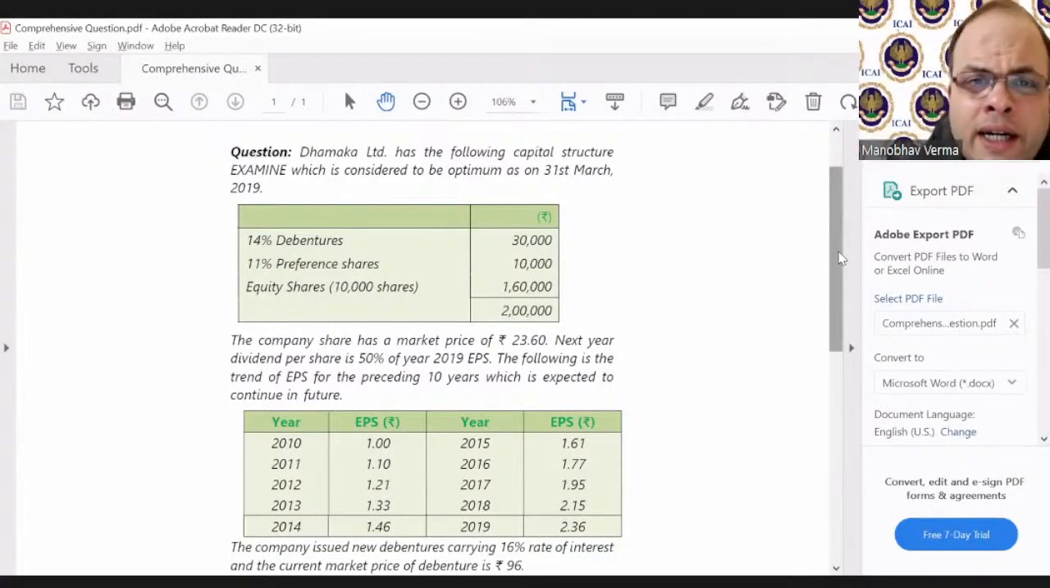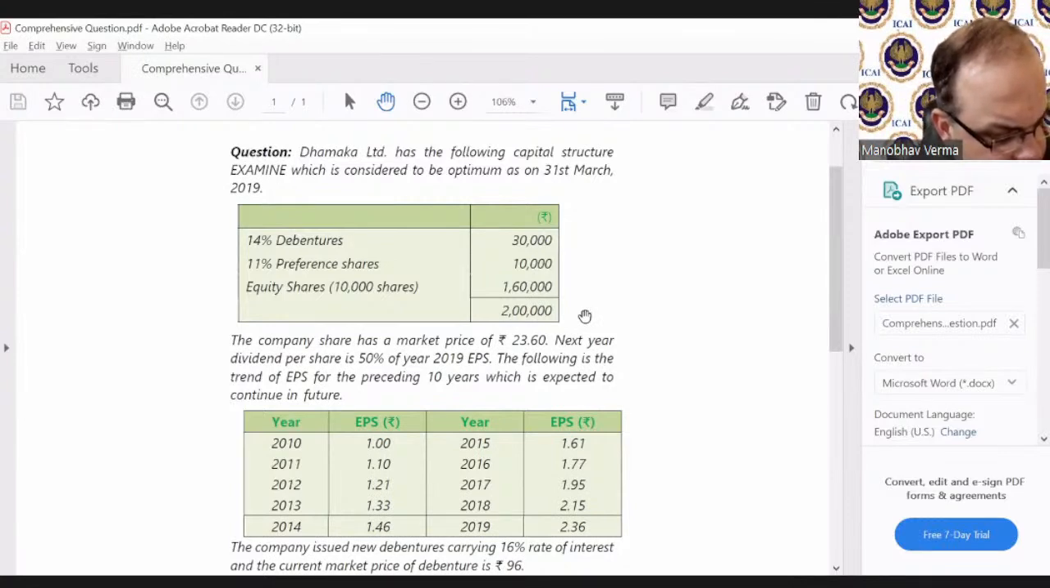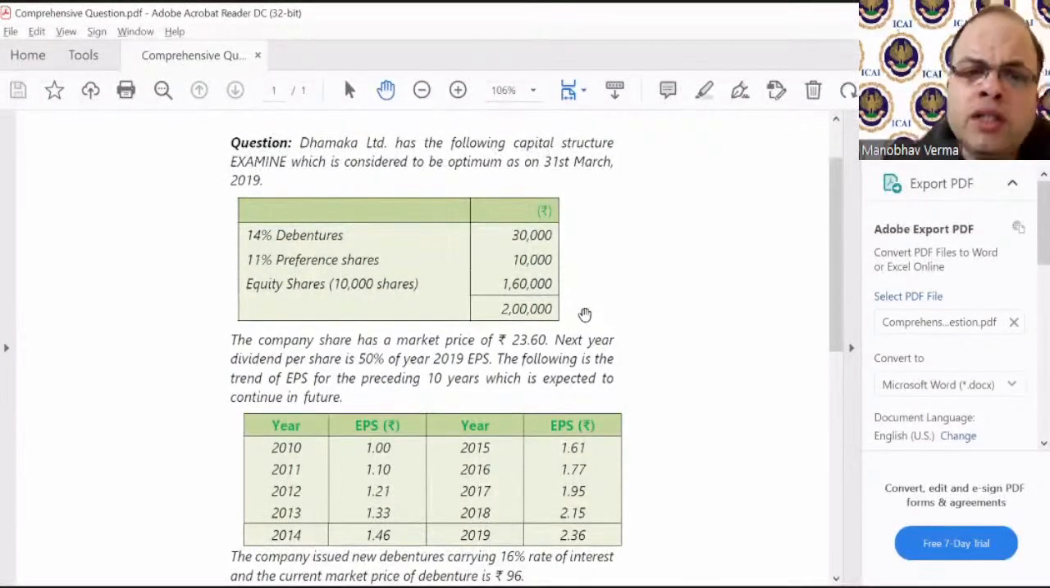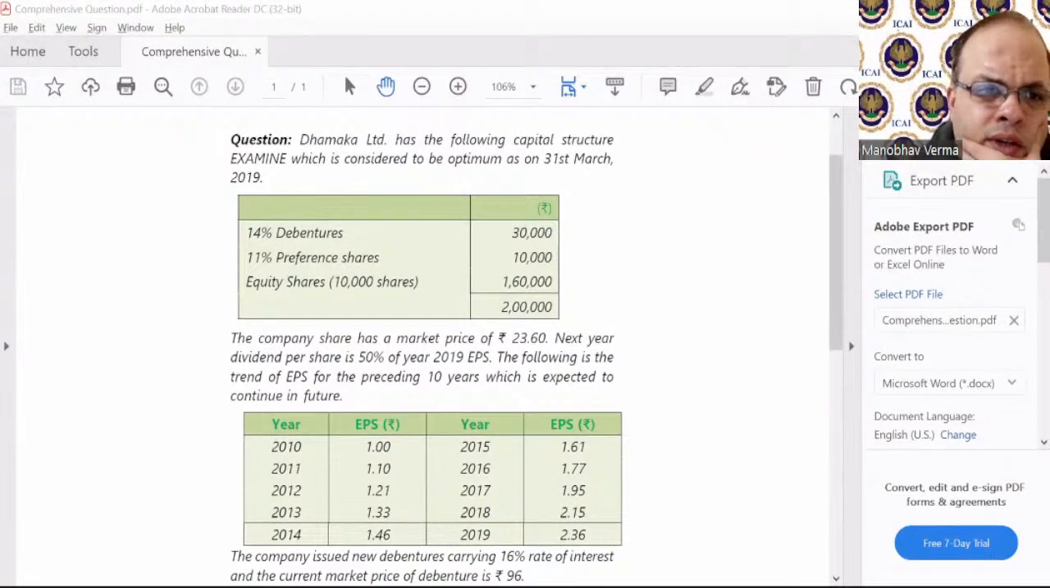So Dhamaka Limited has the following capital structure. Examine which is considered to be optimum as on 31st March 2019. Okay. So company has a market price of 23.60. Next year dividend is 50%. So let's do one thing. Just give me a second.